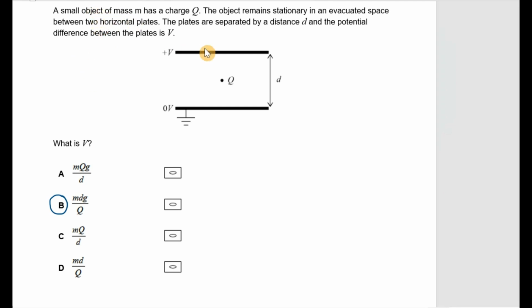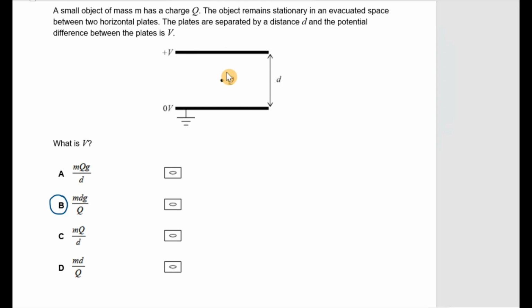A small object of mass m and charge q. The object remains stationary in an evacuated space between two horizontal plates. The plates are separated by a distance d, and the potential difference between the plates is V.